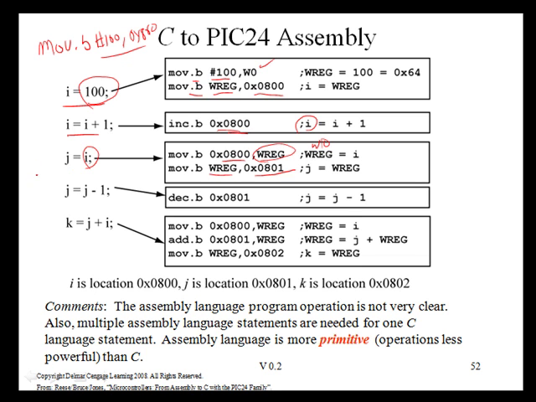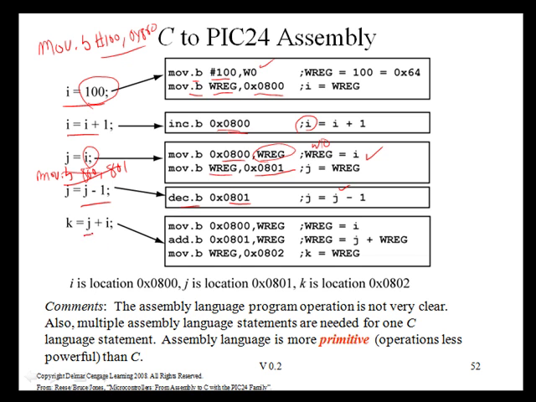You might have been tempted to write, I'm just simply going to write mov.b location 800 to location 801. Unfortunately, there's no such instruction. We have to do this with two instructions. Let's decrement J. We can simply use dec.b location 801. Remember that 801 refers to J, so that will decrement that location by 1.